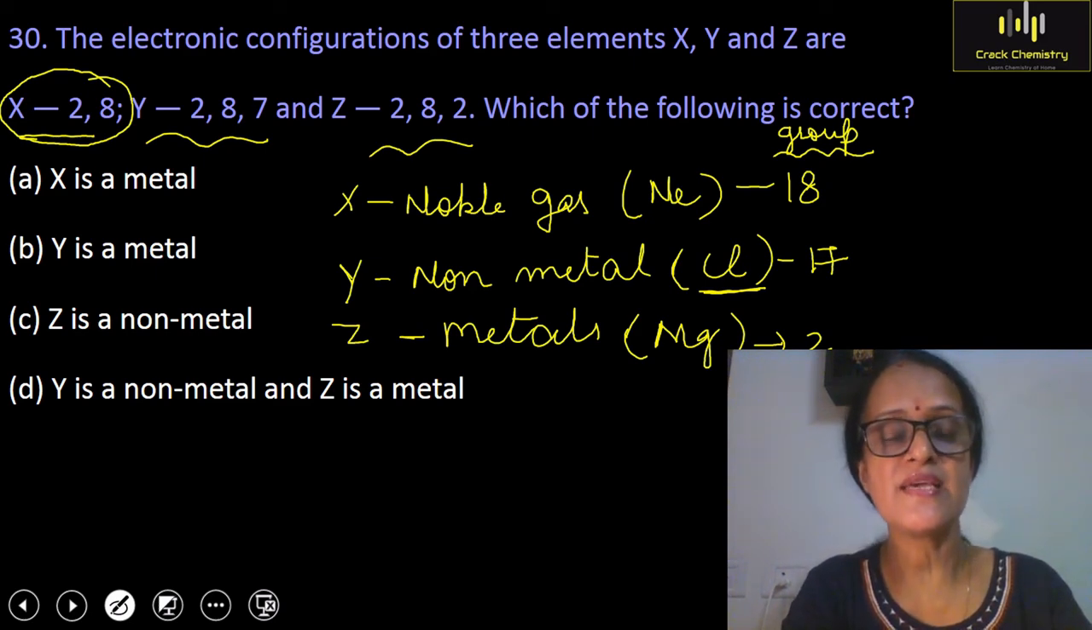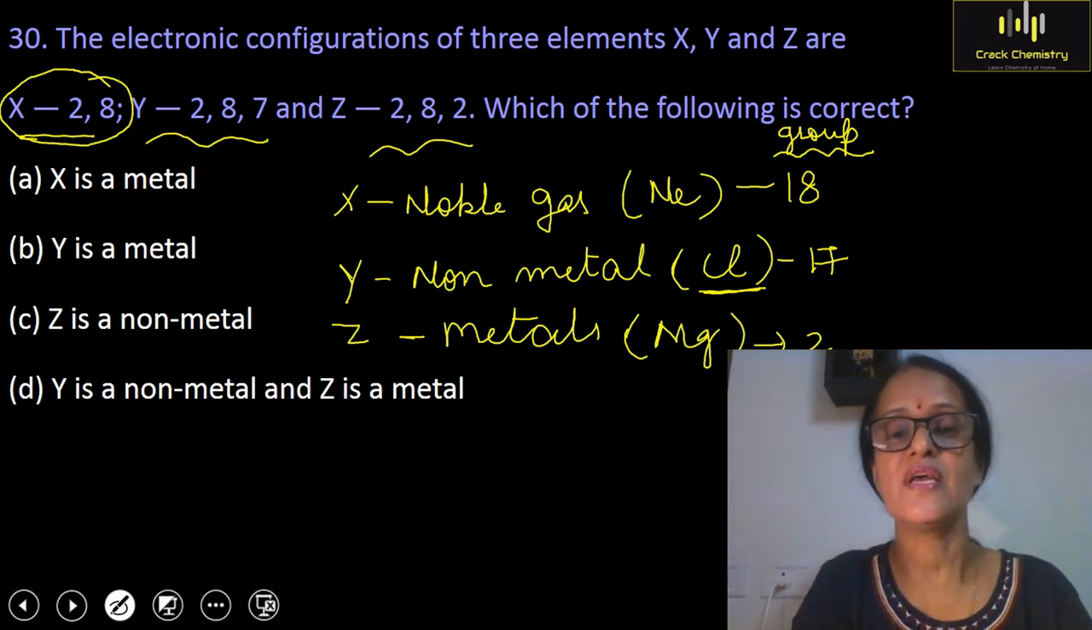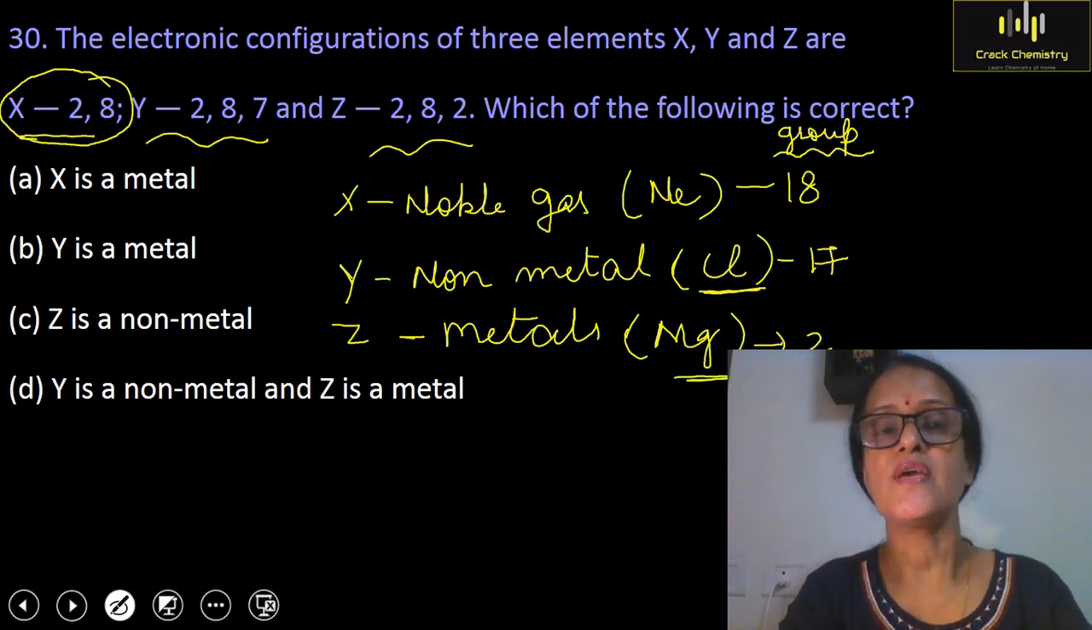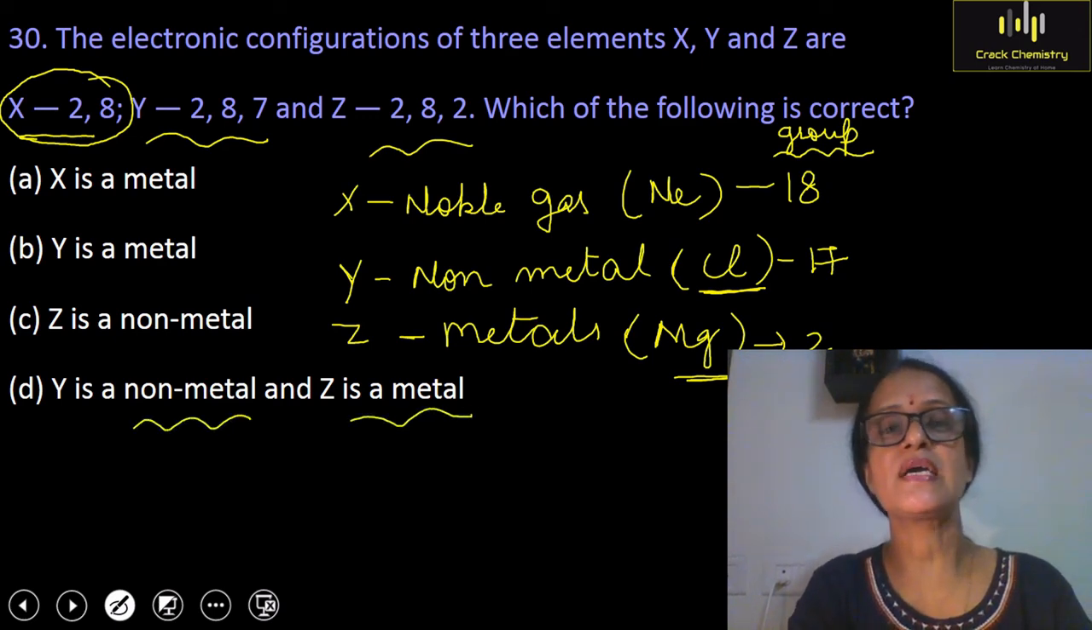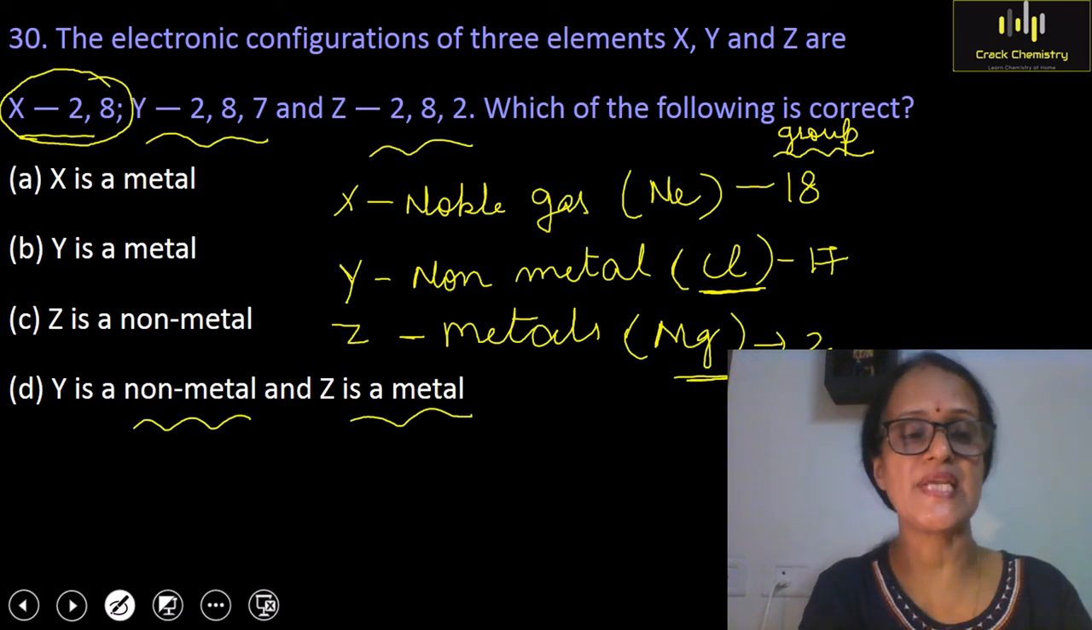Then option C is Z is a non-metal. If you look at Z, Z is not a non-metal, it's a metal with 2 electrons in the outermost shell, and Z is magnesium metal. Now option D. Option D is that Y is a non-metal and Z is a metal. Children, this is the correct statement because Y is a non-metal and Z is a metal. So the correct option is option D.